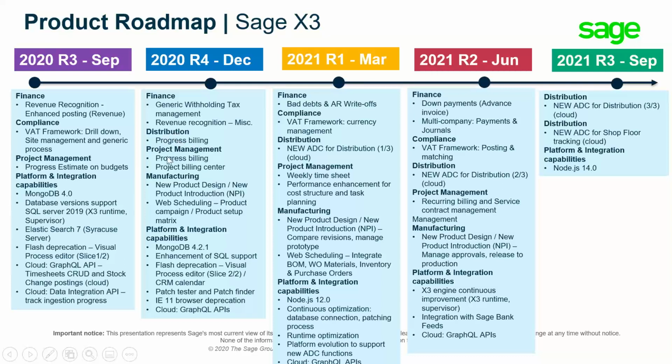Okay. Then also revenue recognition again for some miscellaneous improvements, and we will have the first slice of progress billing sitting in between the distribution and the project management. And then we will have a very nice project billing center also in that case.